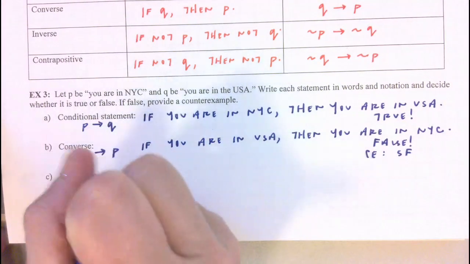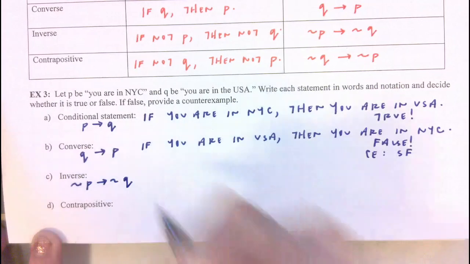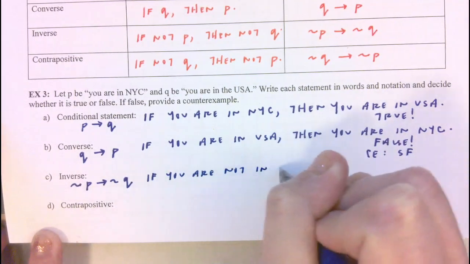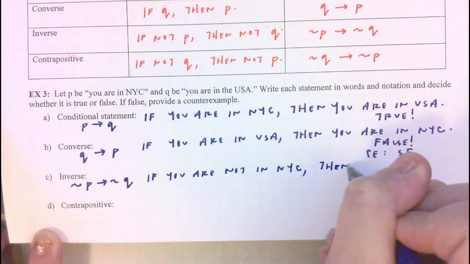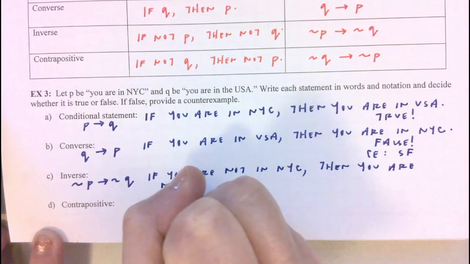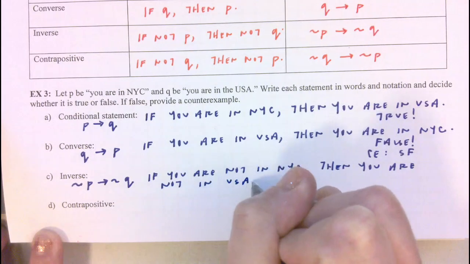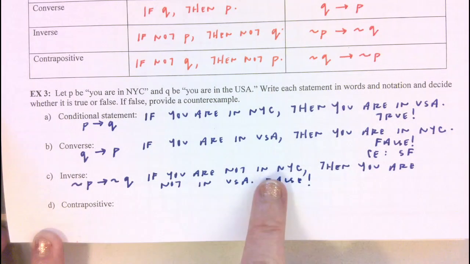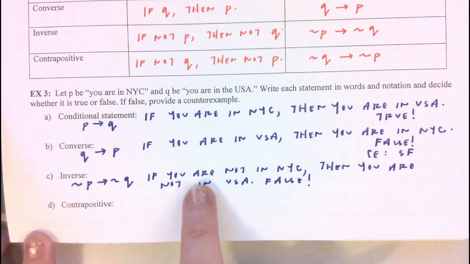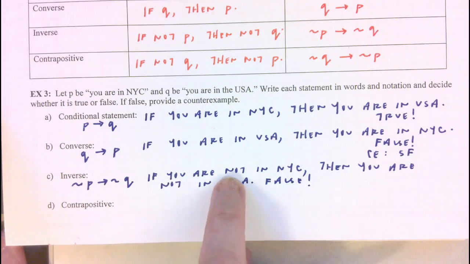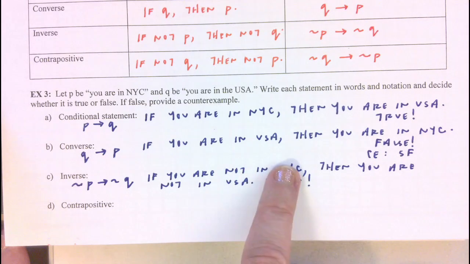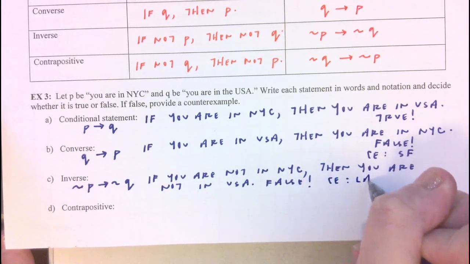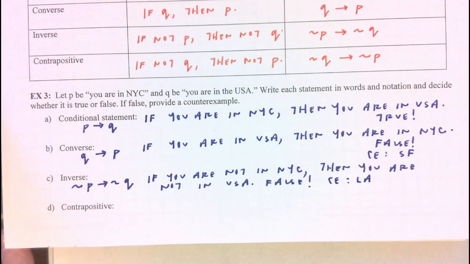All right, inverse. Inverse, we are negating the original conditional. So not P to not Q. If you are not in New York City, then you are not in the USA. Okay, well, that's also false, right? That's a false statement. So I'm trying to think of a place that is not New York City, but is in the USA, right? And I can find an example of that, right? So this statement is not true because I can think of a place that's not New York City, but is in the USA. My counterexample could be Los Angeles. All it takes is one counterexample to show why a statement is not true.